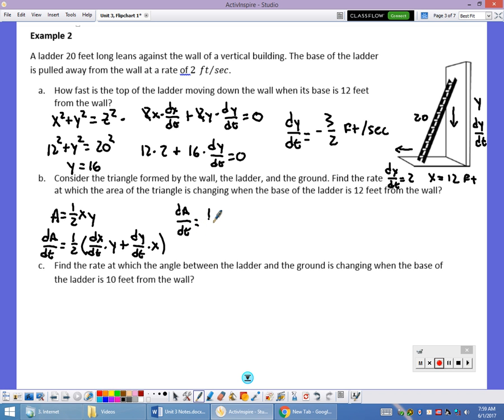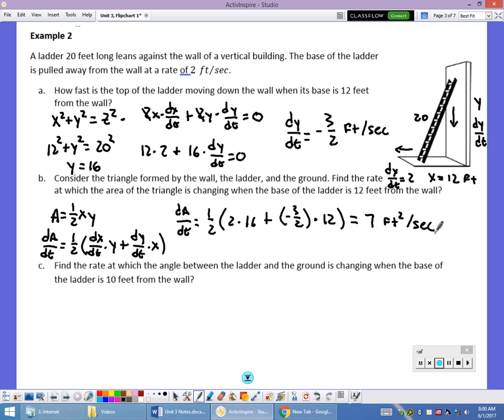I have all those values, plug them in, so I get dA/dt equals 1/2. dx/dt is 2. y is 16. dy/dt I just found to be -3/2. And x is 12. And then when I solved that, I ended up with 7. And since it is a rate of change of area, these are all in feet per second in feet, so it's going to be 7 feet squared per second. It's the rate of change of an area, so it's always got to be units squared.